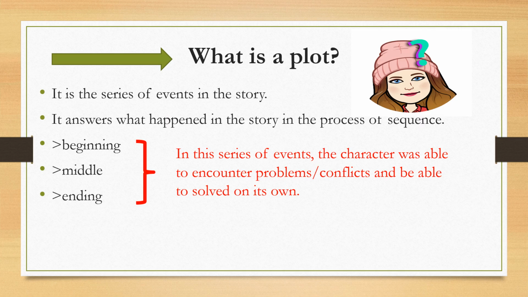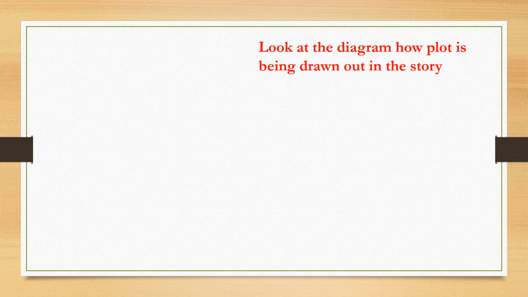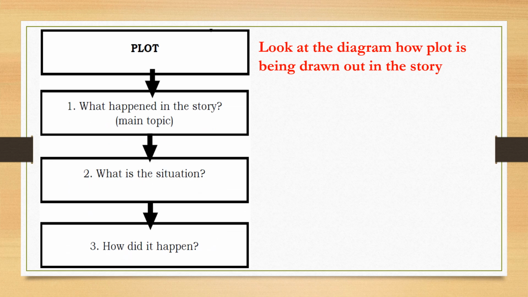How many parts does the plot have? Very good. It has 3 parts. Look at the diagram of how plot is being drawn out in the story. These are the series of events drawn out from the story we have just read. The plot is all about what happened in the story on which the main topic is being introduced.